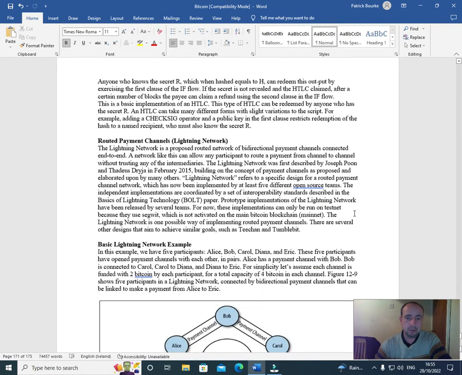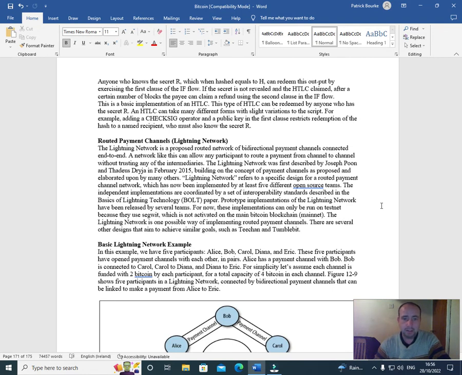Anyone who knows the secret R, where hash(R) equals H, can redeem this output by exercising the first clause of the if flow. If the secret is not revealed and the HTLC is claimed after a certain number of blocks, the payer can claim a refund using the second clause in the if flow. This is the basic implementation of an HTLC. This type of HTLC can be redeemed by anyone who has a secret R.